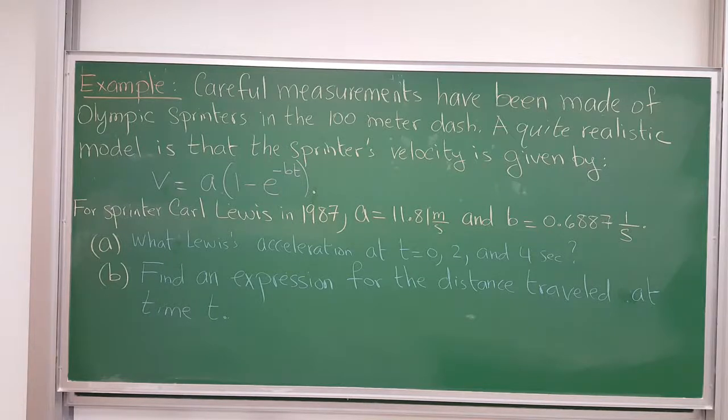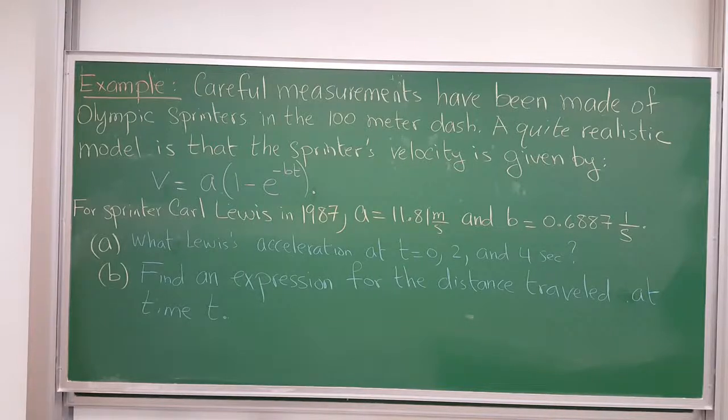e is 2.71 and so on, Euler's number, 2.7 whatever. And then A is a constant and B is a constant. It says here for sprinter Carl Lewis in his sprint of 1987, he had the parameters A equal to 11.81 meters per second. Notice A here is not the acceleration, it's just some parameter called A. And then B is 0.6887, and the units are 1/seconds.